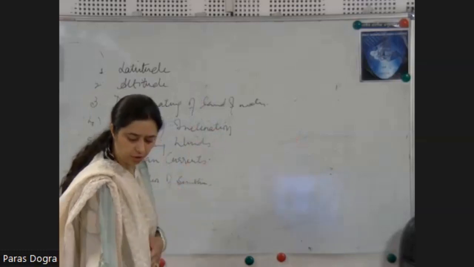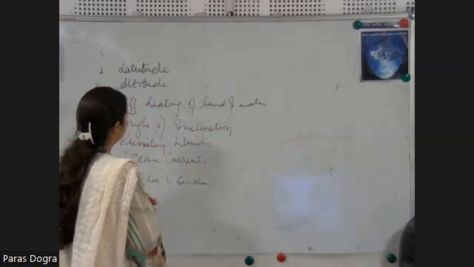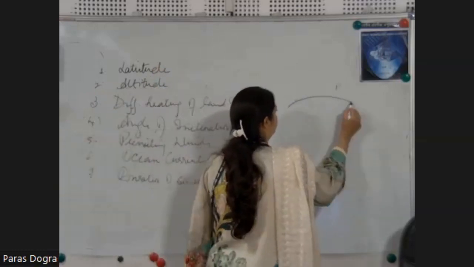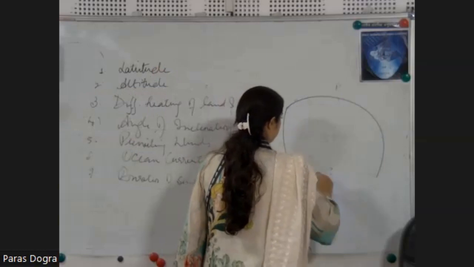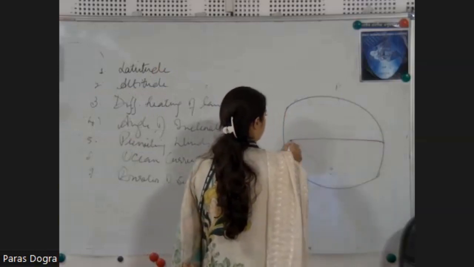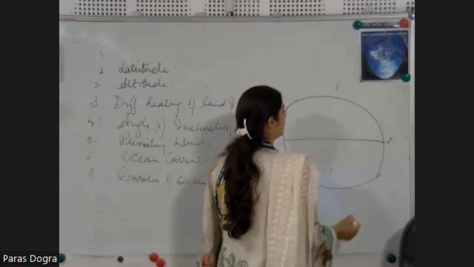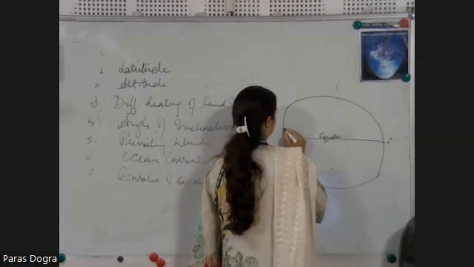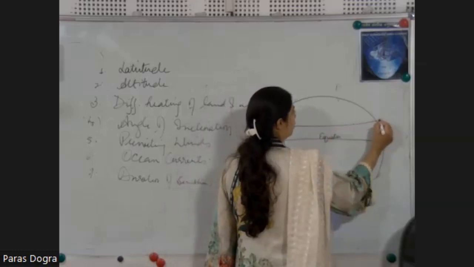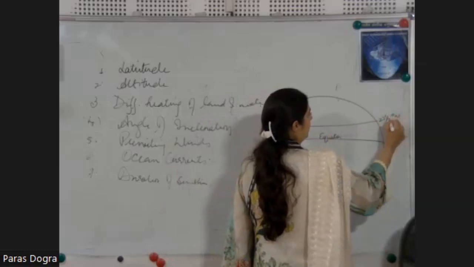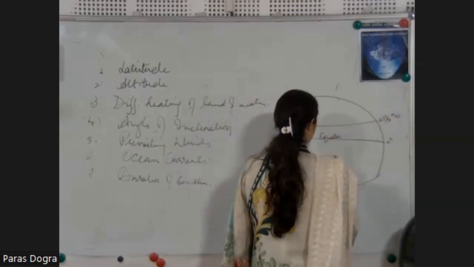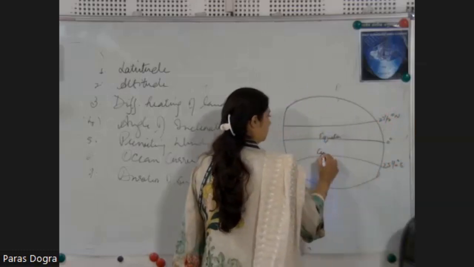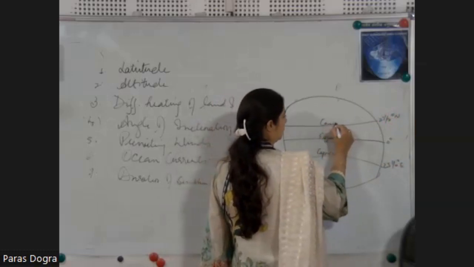So first of all, the major role is played by the latitude of a place. For that, I need to draw a rough sketch. So if this is the Earth and this is the 0 degree, which is our equator. And as we all know, this is the Tropic of Cancer, 23.5 degrees north. This is the Tropic of Capricorn, 23.5 degrees south.